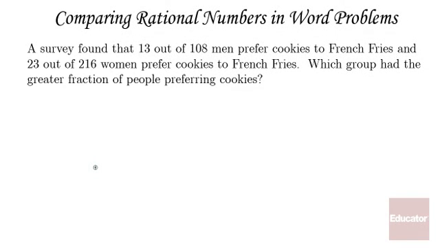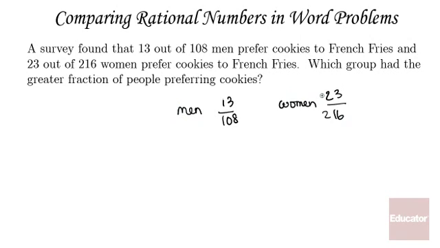Comparing rational numbers in word problems. A survey found that 13 out of 108 men prefer cookies to French fries, and 23 out of 216 women prefer cookies to French fries. So which group had the greater fraction of people preferring cookies? Is it the men or is it the women?